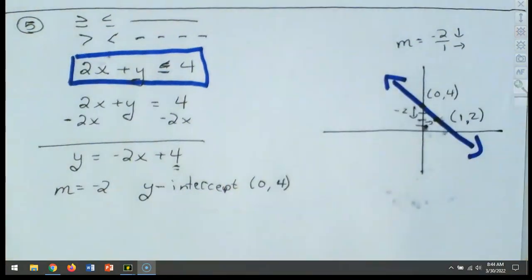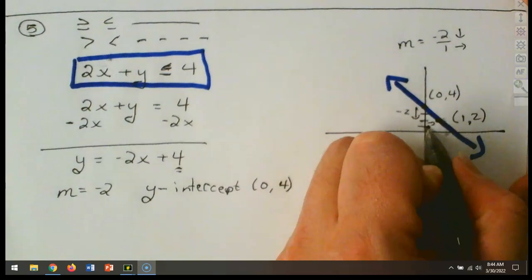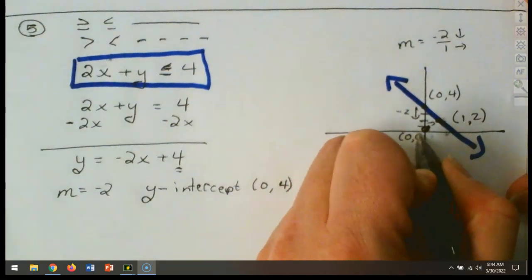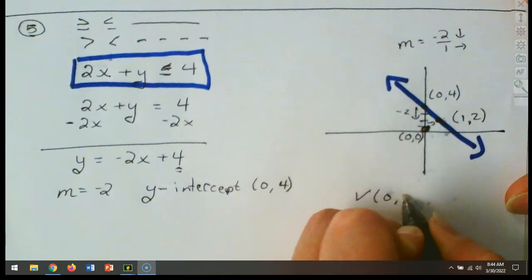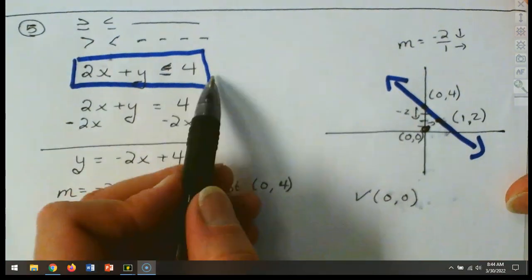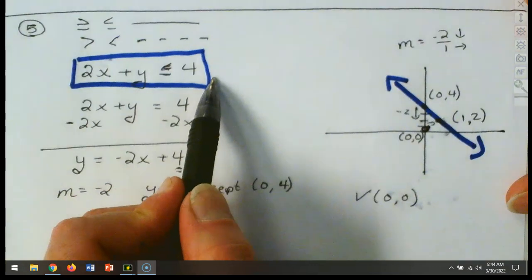And there's your line. Now, are we done yet? No. Okay, because this is an inequality, there's one more step. So we have the line graphed. We now need to check our shading. So we're going to check 0, 0, which is right here. There's your 0, 0. And we're going to check that back in the original. So that gets checked back into this.